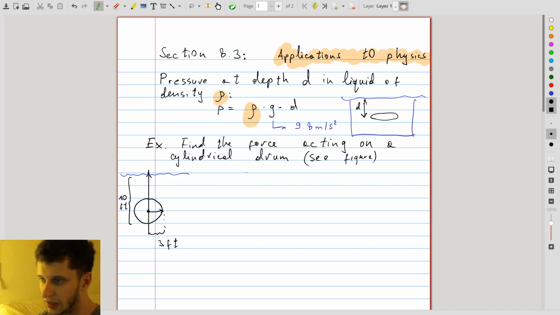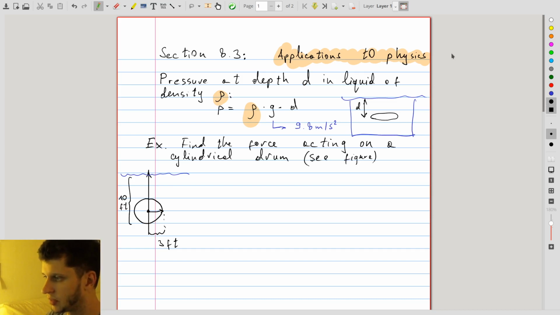Now, what kind of questions can you answer using this formula? You can look at the first example in this section, which asks to find the force acting on a cylindrical drum. From the figure, we learn that the drum has a circular cross section, a disc, and this drum is floating at 10 feet under the water surface. We're also given the radius of the drum. Now, what can we do with this information?